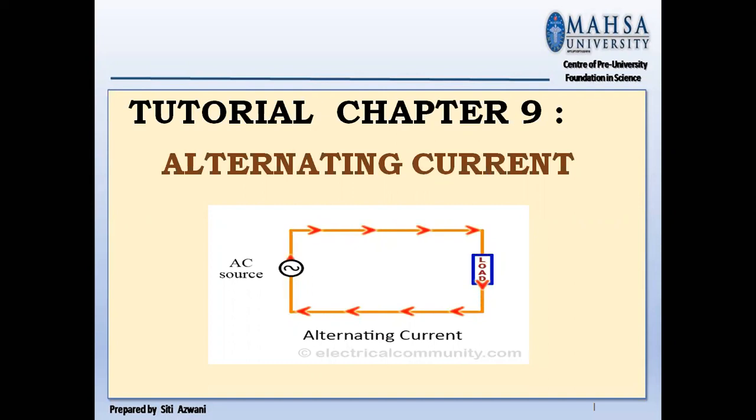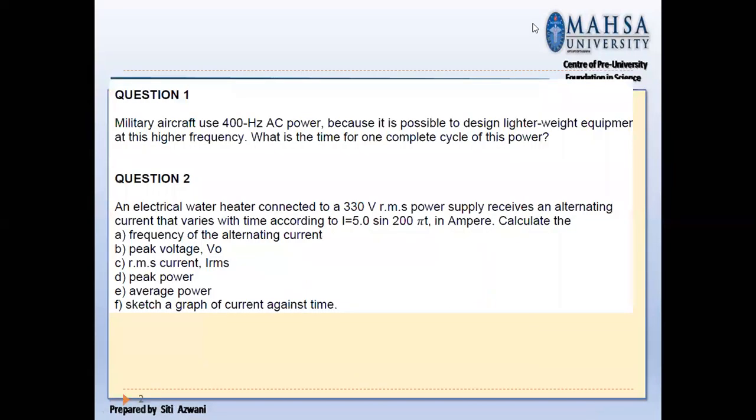Before I proceed with the solution, before I show you the answer, I hope you already tried the tutorial question. Have your tutorial question in front of you, so it can help you answer your problem and complete your answer for this tutorial chapter 9, alternating current. Let's discuss question 1, question 2.